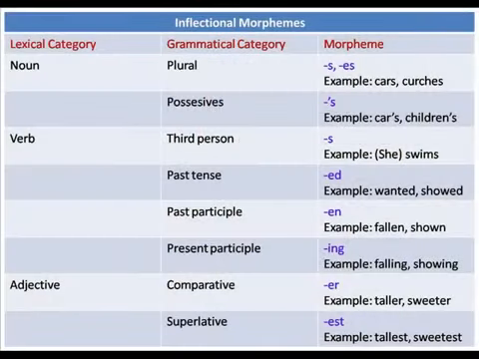There are 8 types of inflectional morphemes. Adding s or es to make something plural, adding apostrophe s for possessive, showing verb tense by adding s, ed, en, or ing, or adding er or est to show comparison. Then you have derivational affixes, which means adding either prefixes or suffixes that do change the meaning of the word.